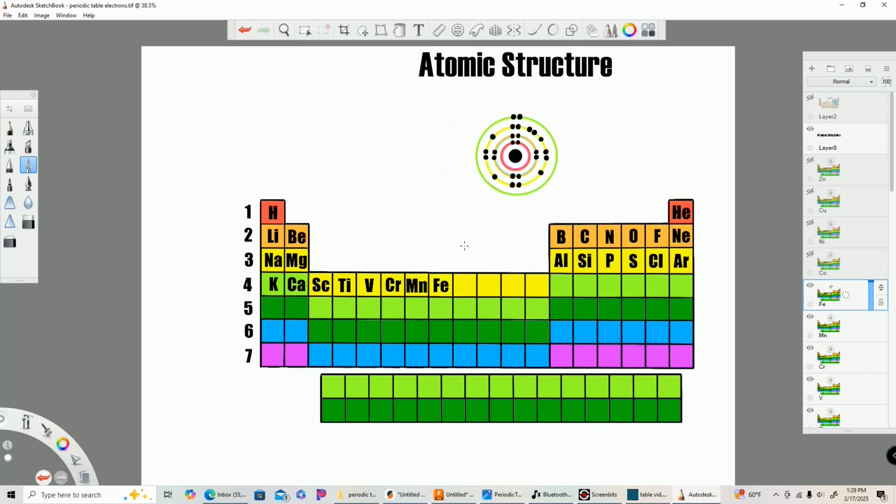And later in other lessons, we'll see how this is useful, to see how it reacts with other elements, to see what kind of molecules it might form, etc.